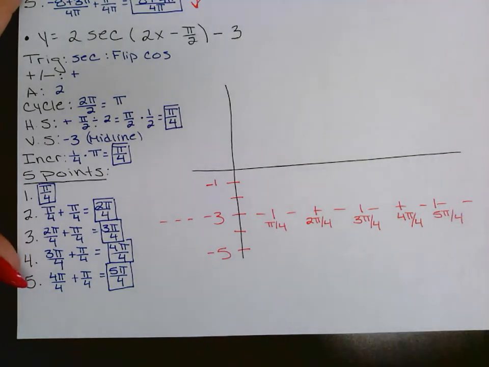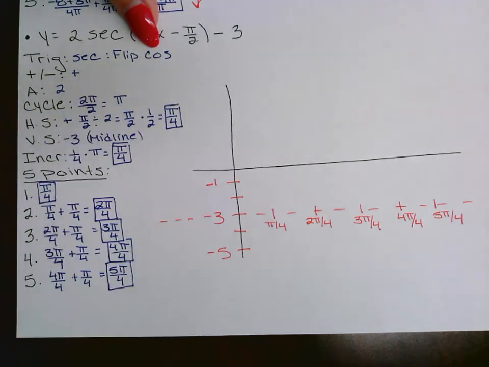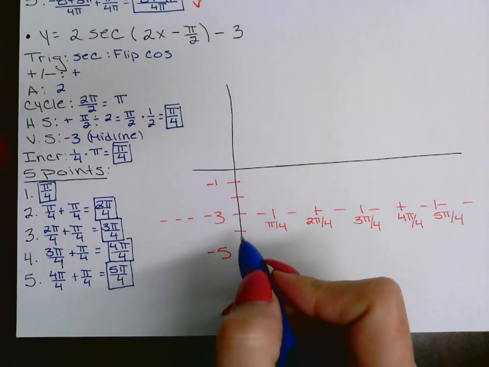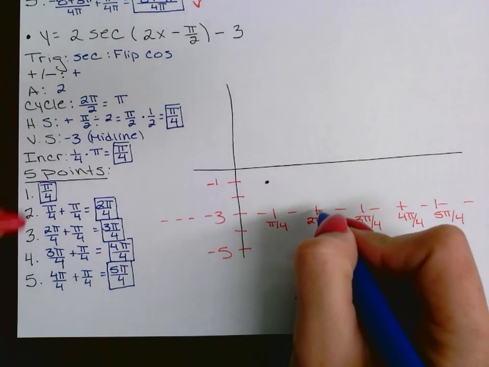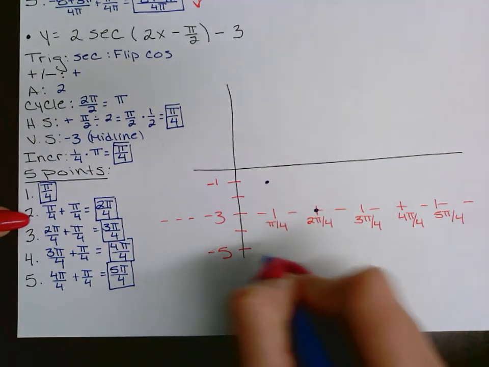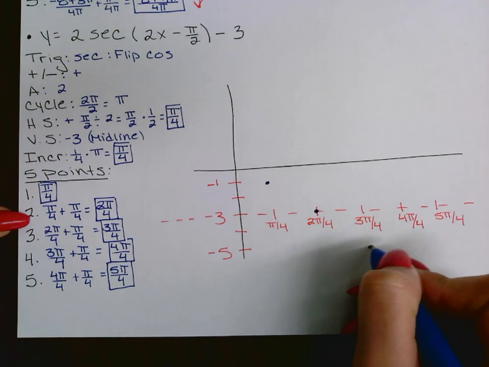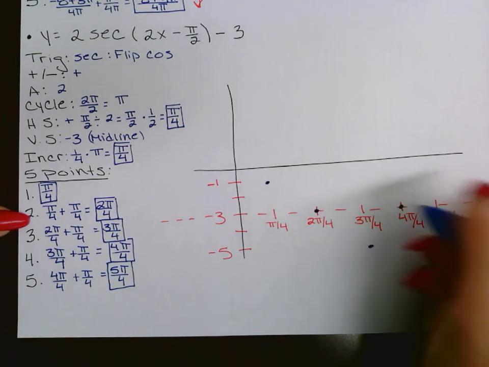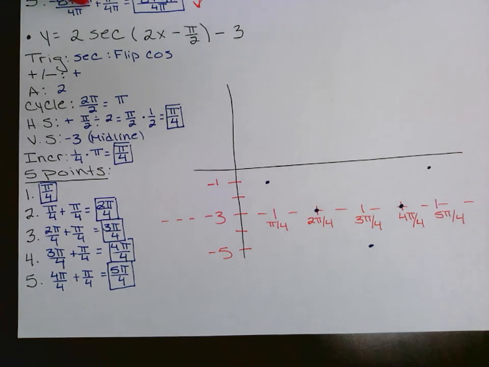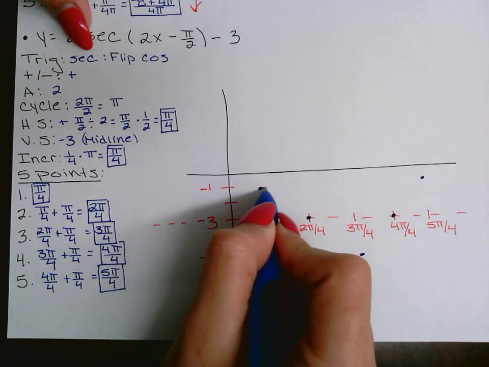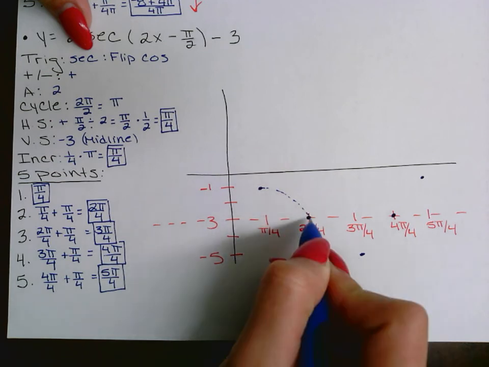And now, because this is a secant, I'm going to draw this as a positive cosine. Okay? Positive cosines on their first point start at the maximum. Second point, go to midline. Third point, go to the minimum. Fourth, back to the midline. And fifth point, back to the maximum. Now, remember, this is a secant, so the cosine that I'm drawing is going to be dashed.